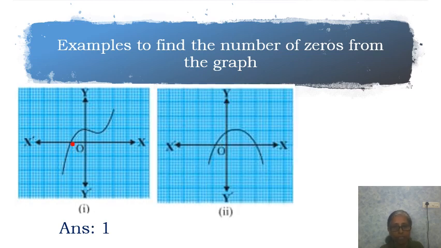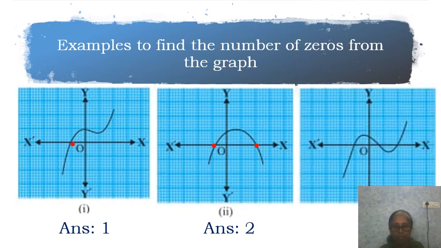Okay, now take the next one. It is a parabola shape opening downward. You find it is intersecting at 2 points. So how many zeros? 2 zeros for the polynomial. Okay, now take the next one. It is again S-shaped, so cubic polynomial. How many points you get? 3 points. Therefore 3 zeros you find for this graph. Okay, next.